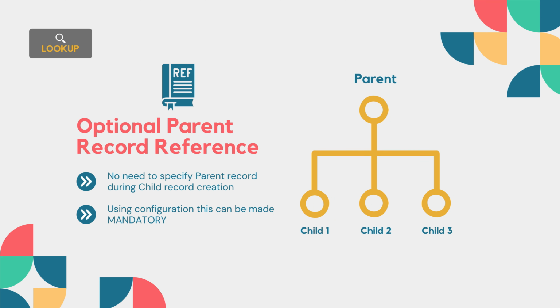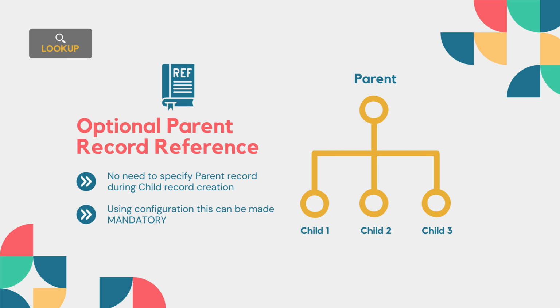Optional parent record reference. In lookup relationships, while creating a child record, we do not need to specify the parent record to associate this record with by default. However, using configuration, we can make this field mandatory on the child object. Parent and child have different sharing settings. Children records do not inherit or derive their accessibility or sharing settings from the corresponding parent record in case of lookup relationships. This means that we need to configure the record level access or sharing for both parent and child objects separately.